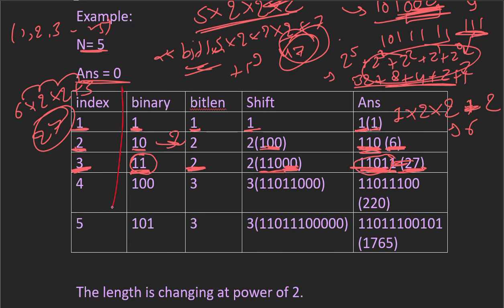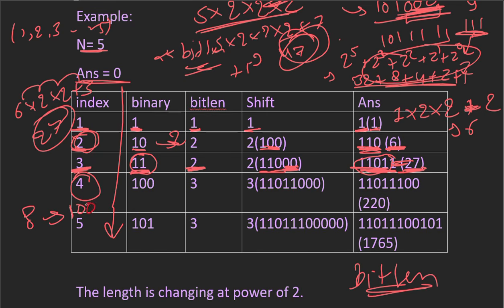This way we keep doing for all the n's. Now the thing is, how will we find the bit length? If you have noticed, the bit length changes at powers of 2, right? At 8 it will become 1000. So whenever we reach a power of 2, we increase the bit length by 1.